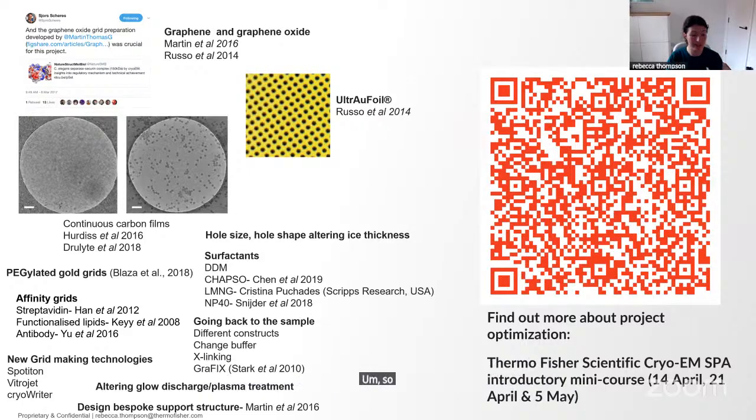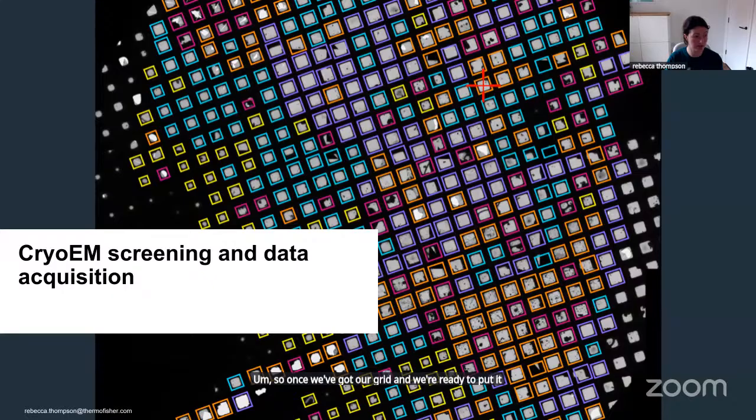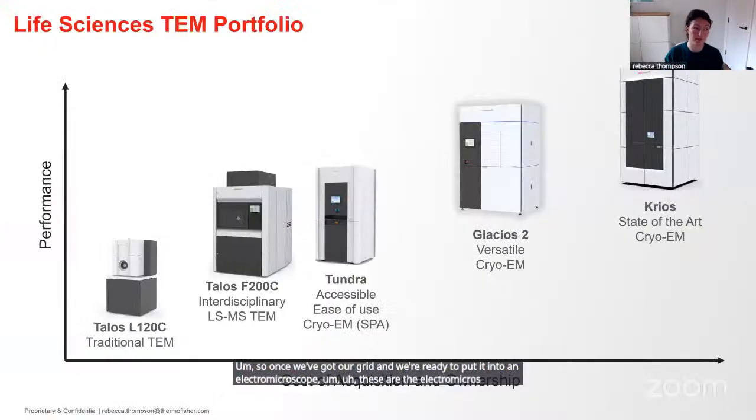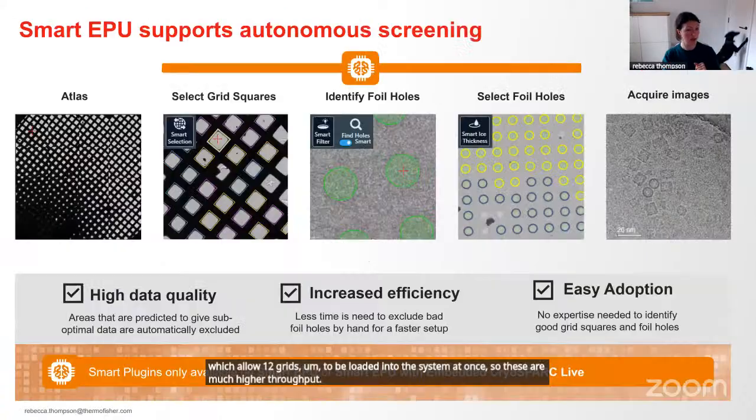So once we've got our grid and we're ready to put it into an electron microscope, these are the electron microscopes which Thermo Fisher offer. The Glacios and the Cryos both have these autoloader systems which allow 12 grids to be loaded into the system at once. So these are much higher throughput.